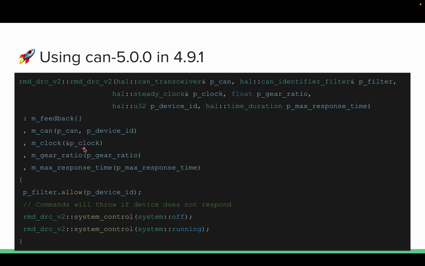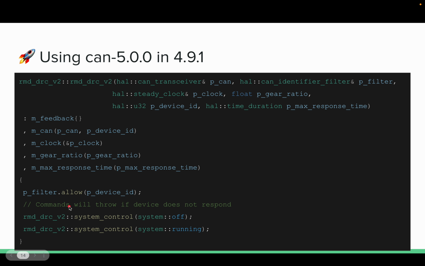We need this clock to be able to figure out timeouts in the future. We need the gear ratio to know what a degree is, and then we have a maximum time we can take between receiving a response. Now, the only thing we do with p-filter is simply say allow my device ID, and that's it. We don't store it, we don't keep it. P-filter shows up nowhere here. We don't need to bind ourselves to the filter. All we need to do is get a filter and say, hey, I want you to allow this particular address, and then let it go.